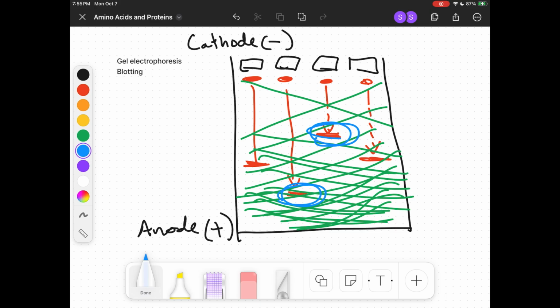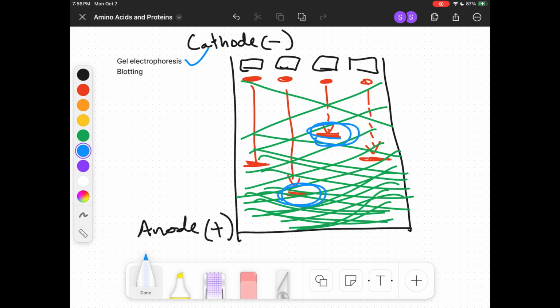So those are two big things. First off, a filtering mechanism based off size due to the cross-linked mesh, or spider web, or however you want to think about it. And the other thing is the charge. The stronger the attraction to the anode, and at the same time it's getting repelled by the cathode, the farther and faster it's going to go. So that's gel electrophoresis. Just generally, that's how it works.